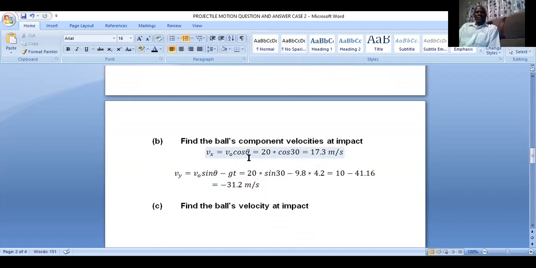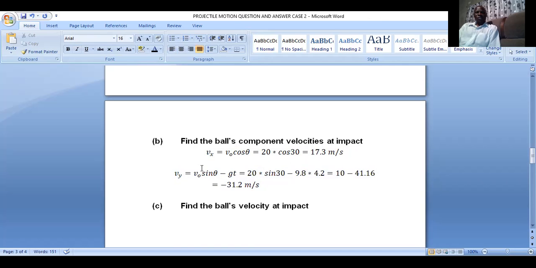So you note that the x component does not change because it is not affected by time. And so we say velocity in the x component is v initial cos theta, which is 20 times cos 30, which is 17.3 meters per second. So at every point, the velocity component will be the same in the x-axis, while in the y-axis, it will vary with time.